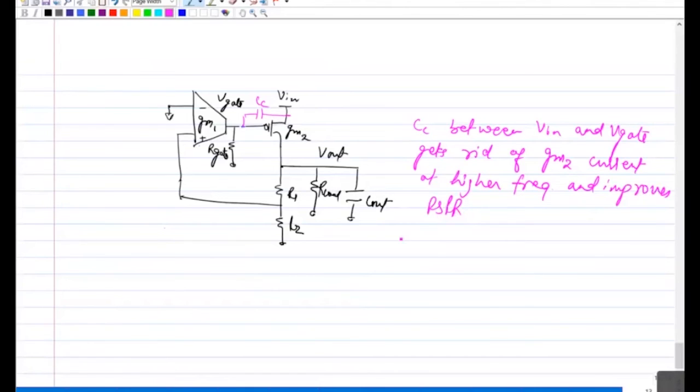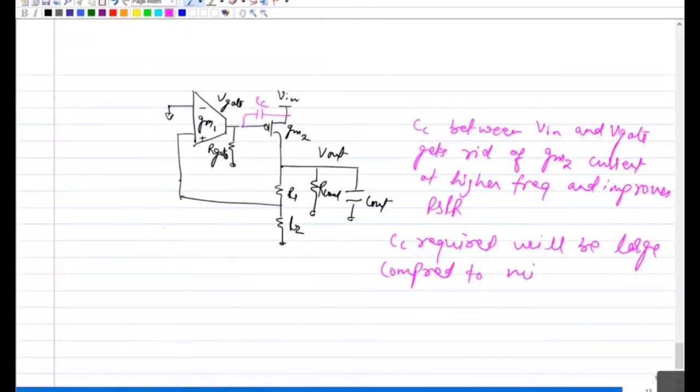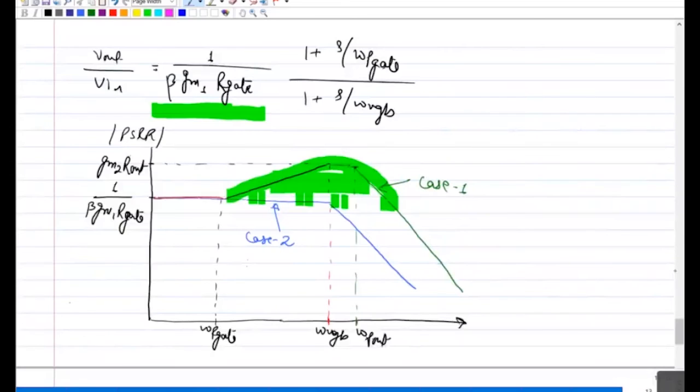Improves PSRR, but the CC required will be large compared to Miller compensation. So if you are not using Miller compensation, you are simply putting a cap at the gate with respect to ground. Then instead of connecting to the ground, you always connect it to the VDD.